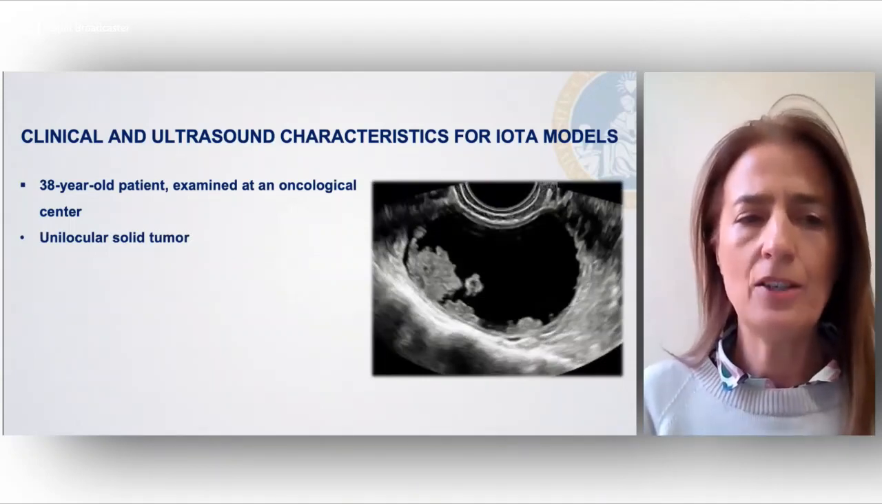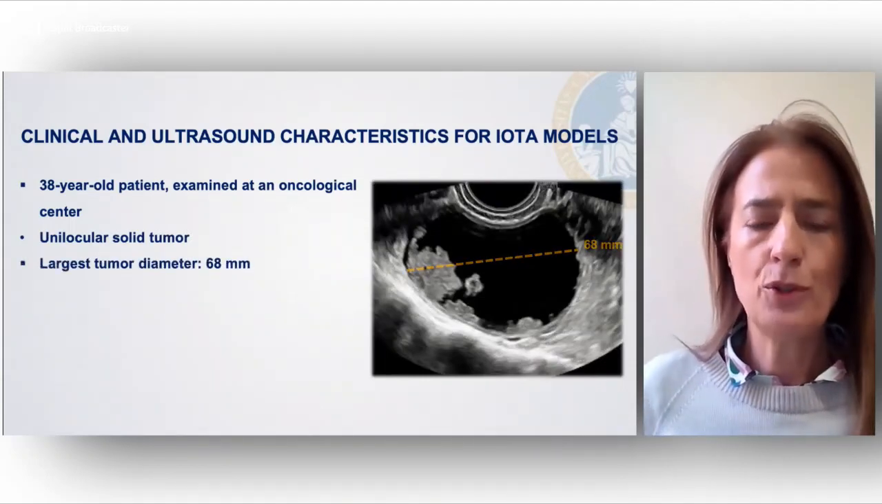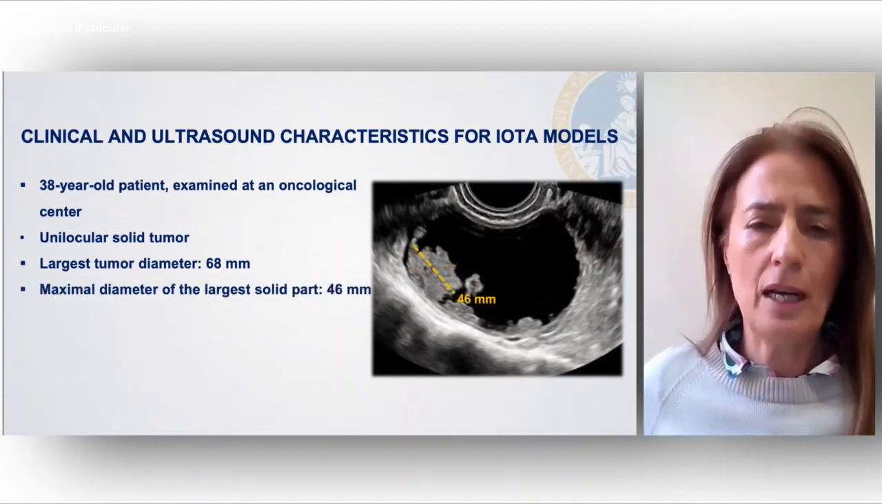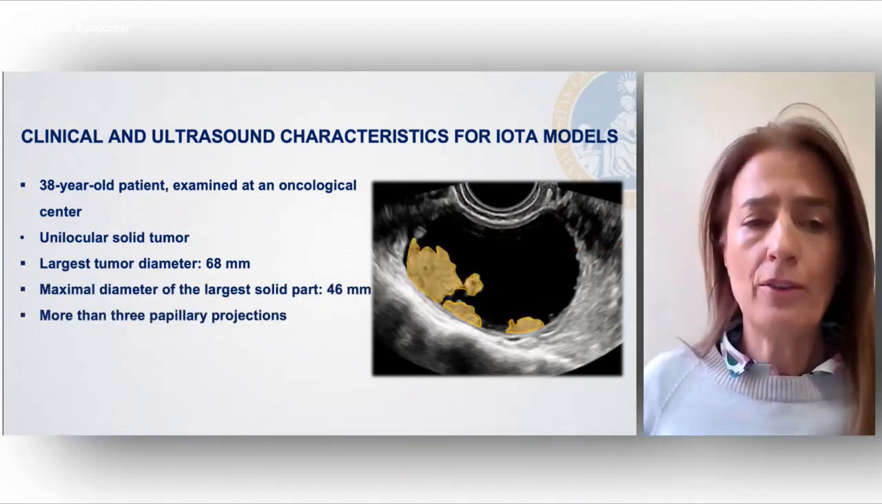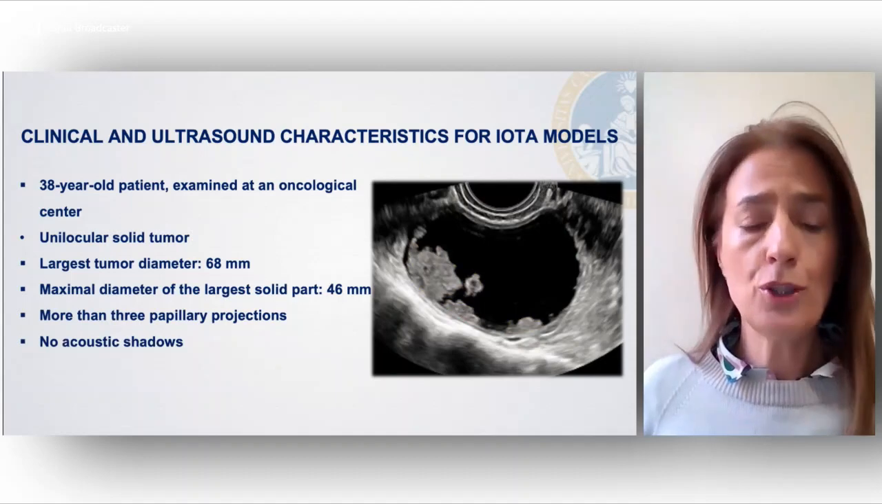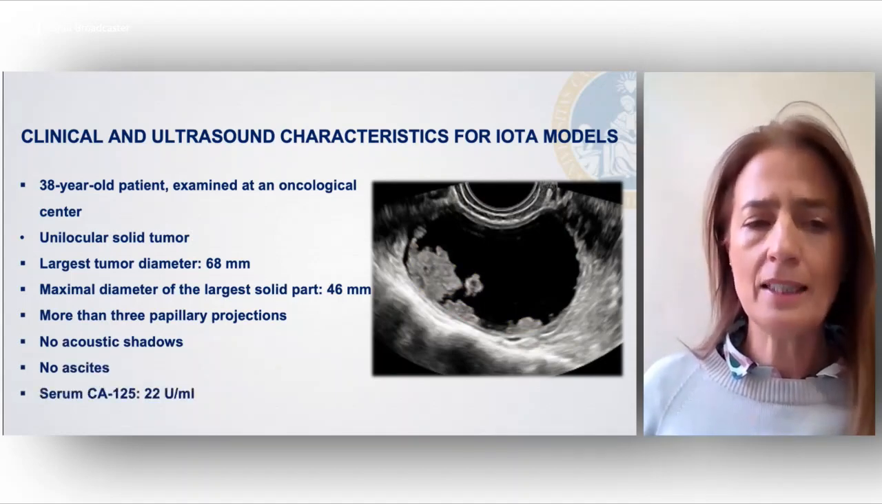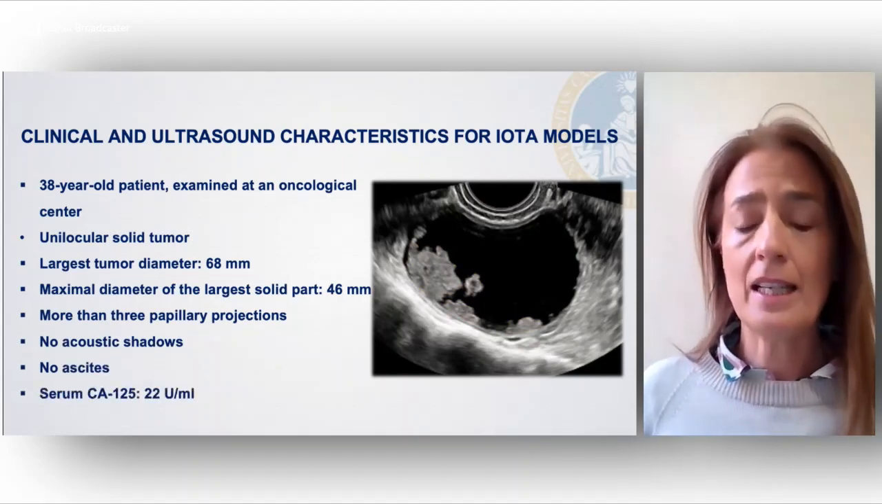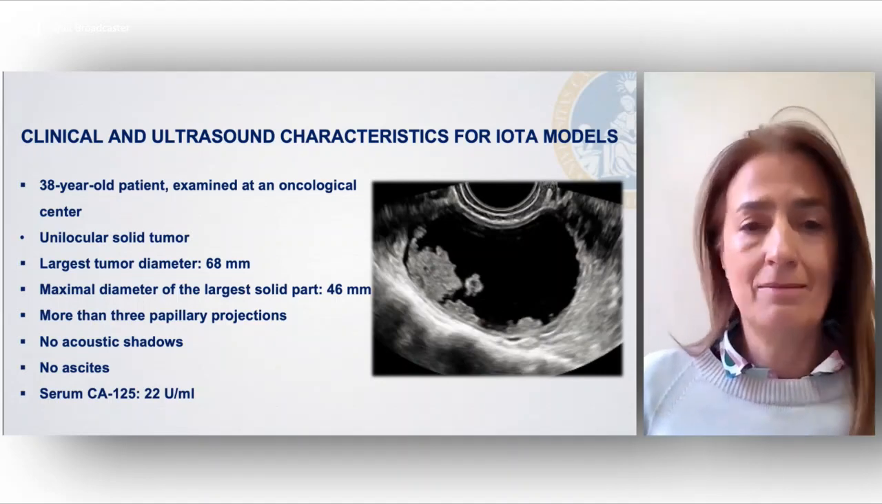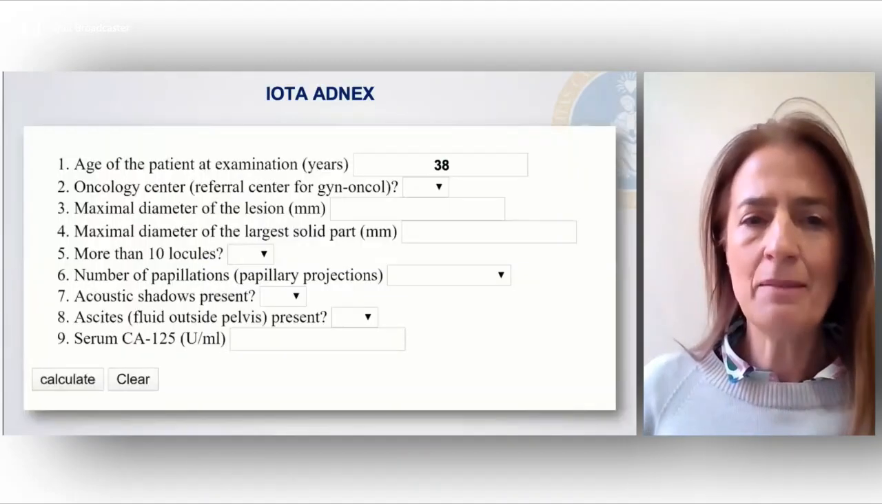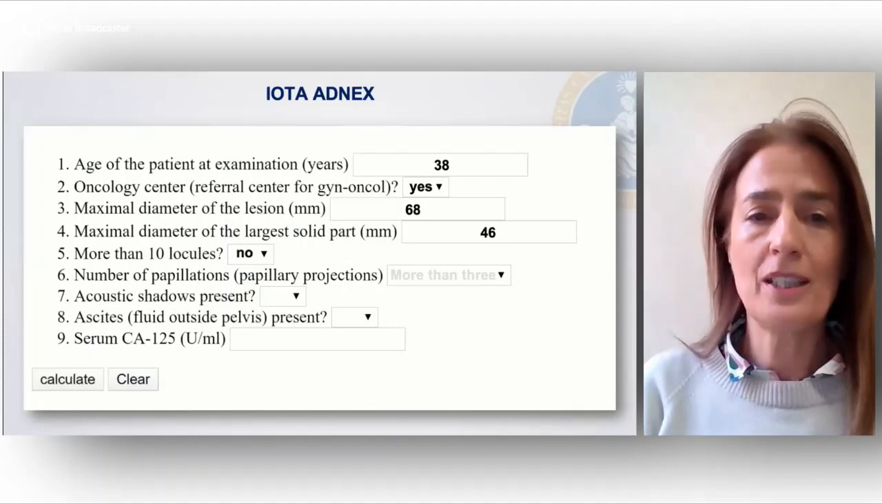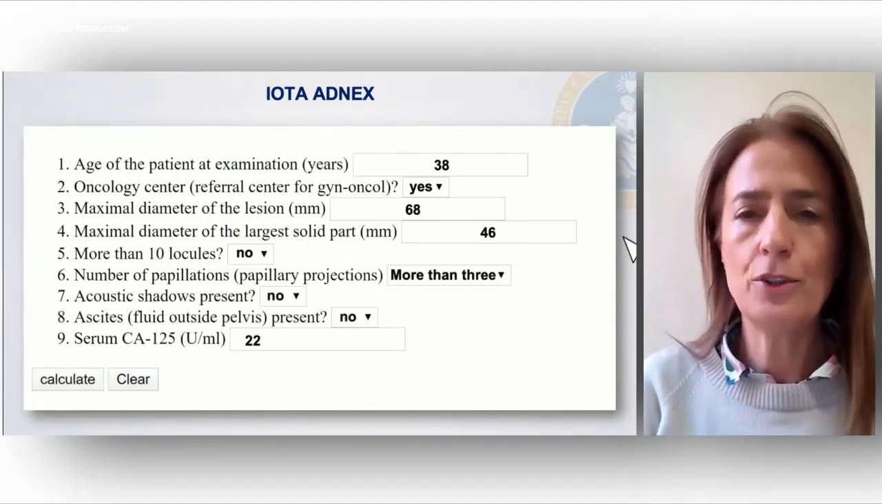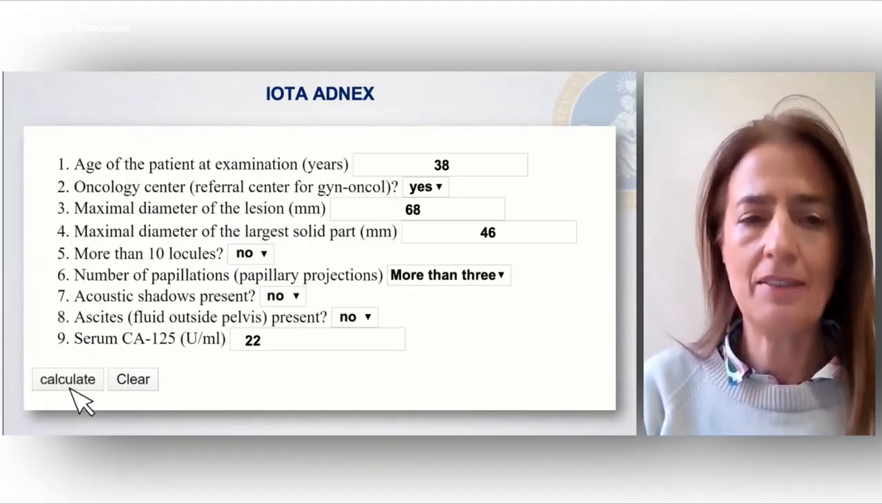We need age, center, the type of tumor, largest tumor, larger diameter, more than 3 papillary projections, no shadow, no ascites, and CA125 is negative. That's not a surprising finding because in so many borderline ovarian tumors, CA125 is negative.